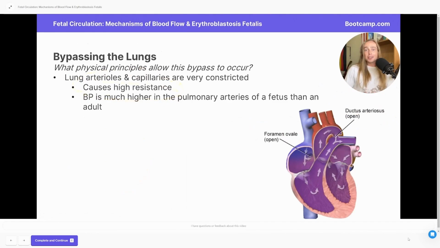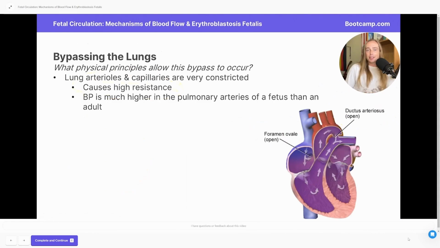In the case of our oxygen-poor blood in the right ventricle, it's going to be pumped into the pulmonary trunk where it will then flow down the path of least resistance. There's a lower pressure in the descending aorta than there is in the pulmonary arteries. This means the blood is going to bypass the pulmonary arteries completely and pass through the ductus arteriosus.